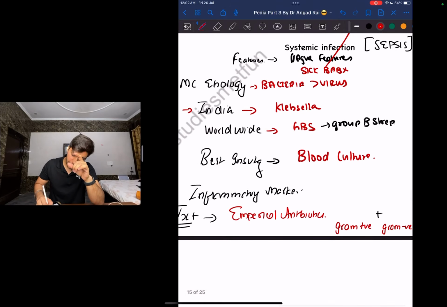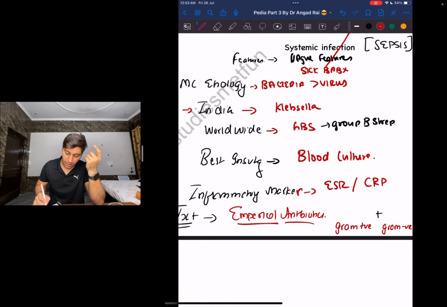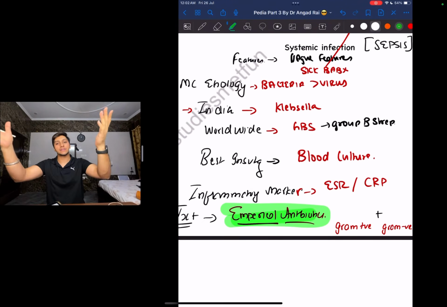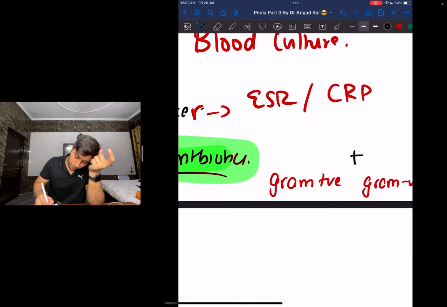What are the inflammatory markers, guys? ESR, erythrocyte sedimentation rate, or C-reactive protein will be elevated. What is your management, guys? We are going to be giving empirical antibiotics. What is the meaning of empirical antibiotics, guys? Empirical antibiotics means without any proper confirmed diagnosis, we are going to start the antibiotics. Simple. For gram positive, we are going to give penicillin.